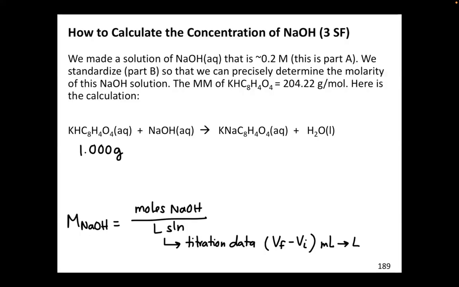The top portion requires stoichiometry. We started with our primary standard. We weighed out 1 gram. We're going to convert it to the moles of KHP. We're going to calculate the moles of sodium hydroxide, and that value is going to go there. So let's do some calculation. Molar mass of KHP is 204.22 grams for every 1 mole of KHP.